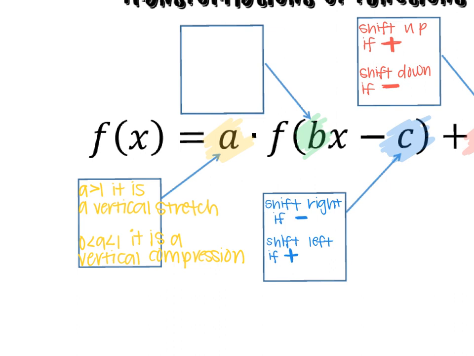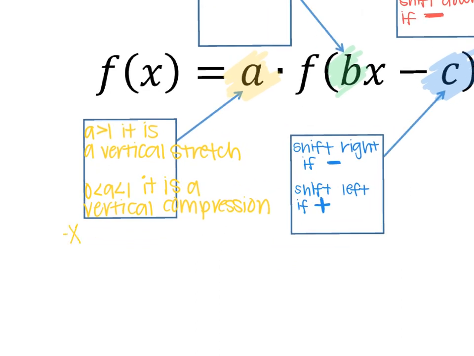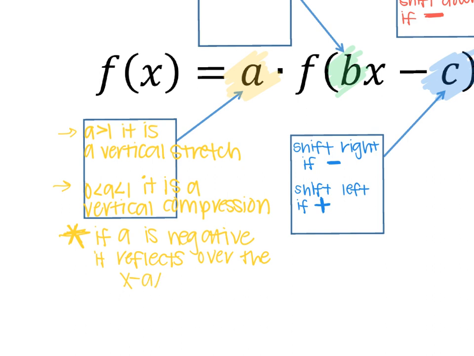And then there was also one other rule we had to remember. If A is negative, so the negative doesn't play into these parts right here. The negative plays in to if it reflects. So if A is negative, it reflects or flips over the x-axis. That's what the negative tells us.